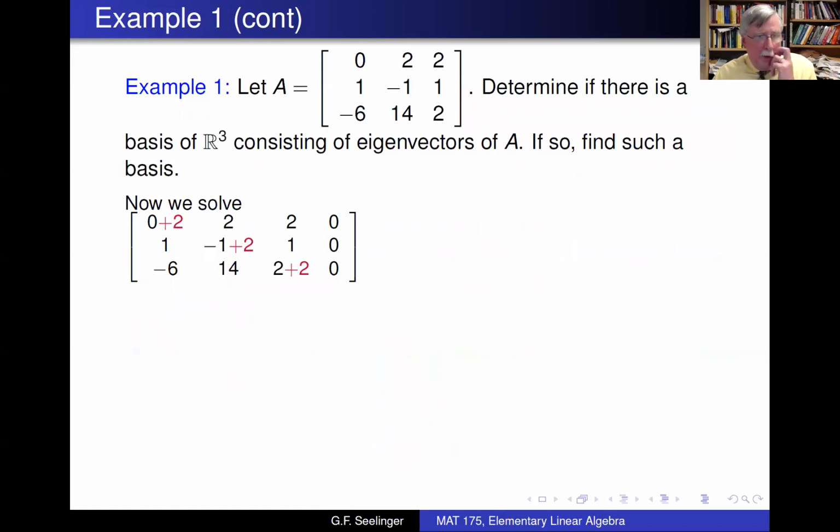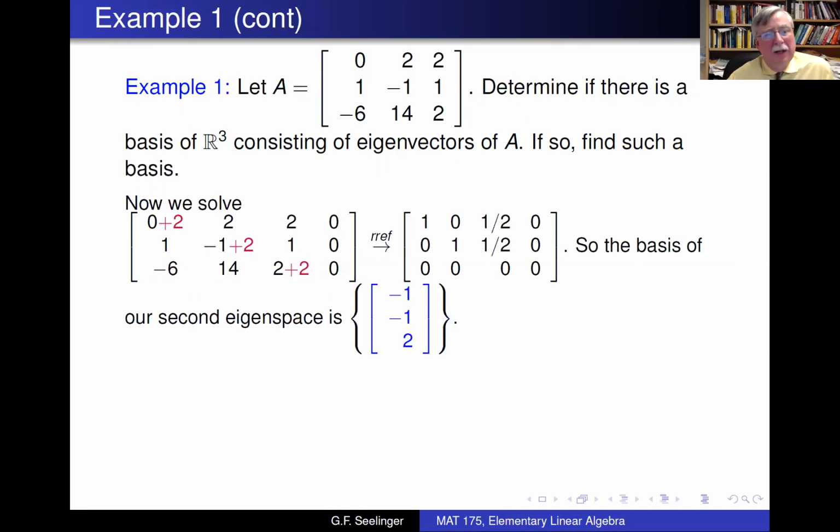Now we take the next eigenvalue. Let's take negative 2. Since we're subtracting a negative 2, that becomes a plus 2. And I go ahead and put those in all the diagonal entries. I take its reduced row echelon form. I solve.